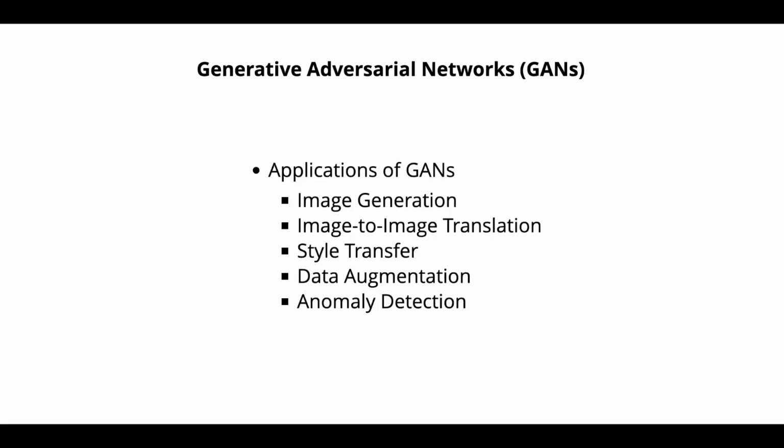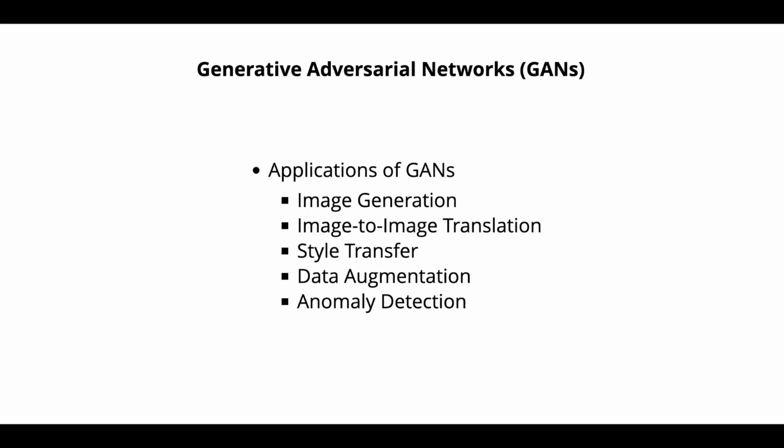The applications of GANs include image generation, where you generate realistic images of faces, objects, scenes, etc. You've probably seen some of those online these days. Image-to-image translation, translating images between different domains such as day to night, black and white to color, etc. Style transfer, transferring artistic styles between images, more like a signature of an artist. Data augmentation, where you generate synthetic data samples to augment training data sets. Anomaly detection, detecting anomalies in data by generating samples and identifying deviations from the training distribution.